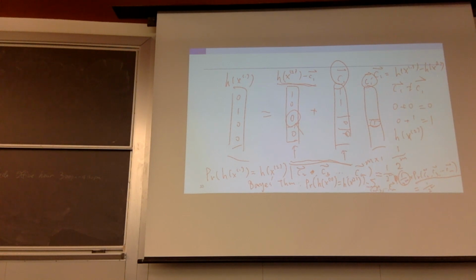Okay? A random choice of this hash function h is going to make the hash values of two different elements to be the same with probability no larger than 1 over n, which is exactly 1 over 2 to the power of small n. Okay? And that's the proof.